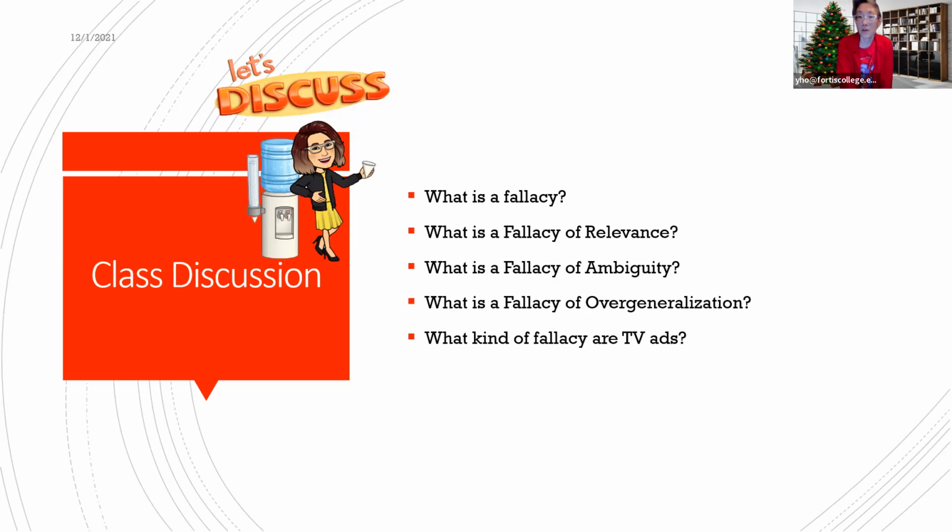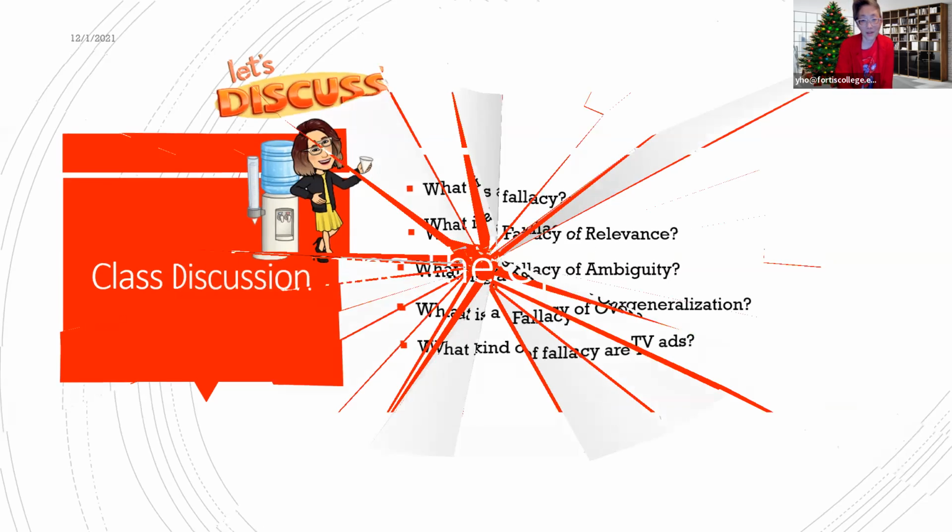What is a fallacy of overgeneralization? That's when you base a claim on false evidence, such as saying, oh, you know, one Chinese person is good at math, so that must mean all Chinese people are good at math. So what kind of fallacy are TV ads? I just went over that one. I'll let you decide that for yourself. I'm not going to answer that one, although the answer is right on this page.